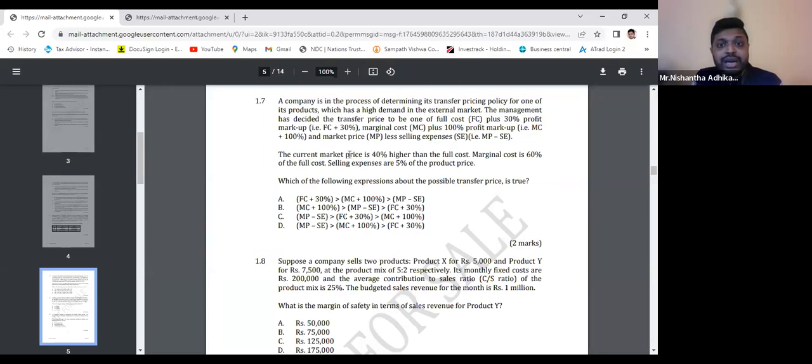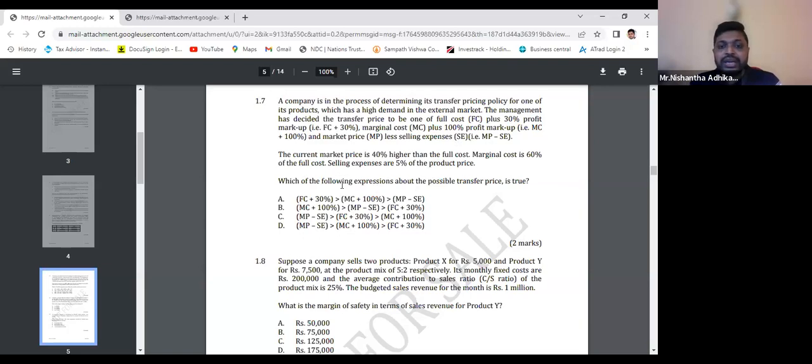The current market price is 40% higher than the full cost. Marginal cost is 60% of the full cost. Selling expenses are 5% of the product price. Which of the following expressions about the possible transfer price is true?